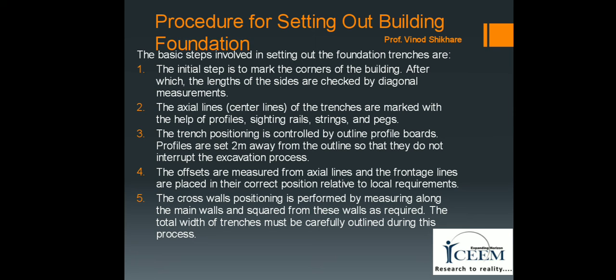Fourth step is the offsets are measured from axial lines and the frontage lines are placed in their correct position relative to local requirement. And last step is the cross walls positioning is performed by measuring along the main walls and squared from these walls as required. The total width of trenches must be carefully outlined during this process.